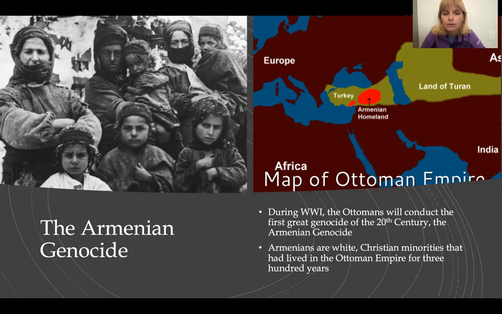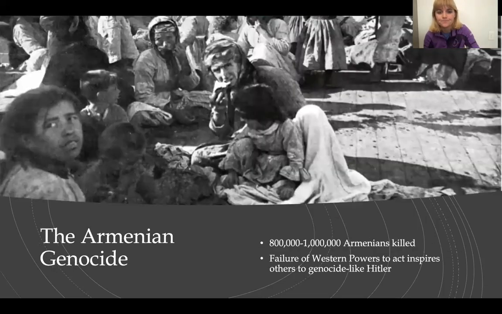So these Armenian people are white, they are Christian, and they are minorities that have lived in the Ottoman Empire for hundreds of years. And they're very, very successful. They're very educated people. And there's really no proof that any Armenians really wanted to break away from the Ottoman Empire. But while the rest of the world was distracted by World War I, the Ottomans began this mass genocide. Hundreds of thousands of Armenians would be killed, sent to camps and brutally slaughtered in the worst ways that you can think.